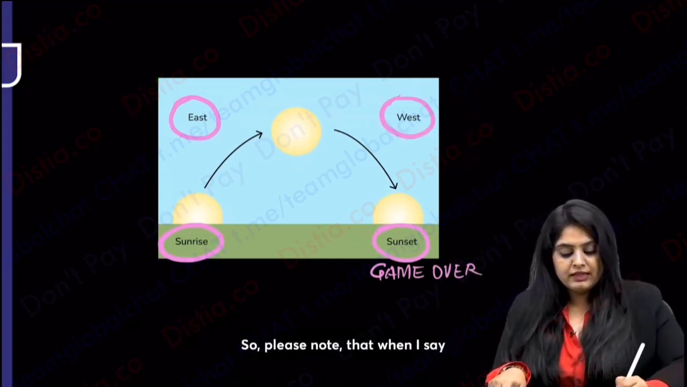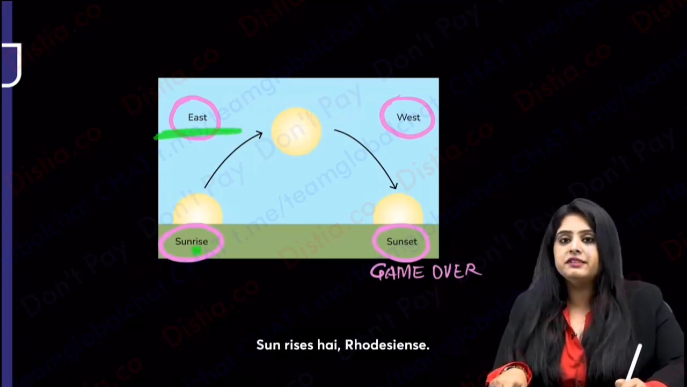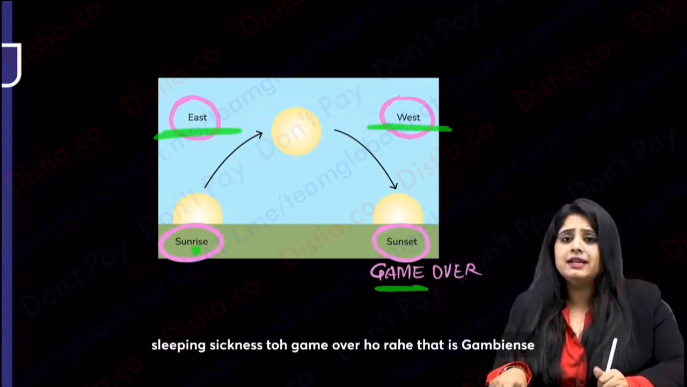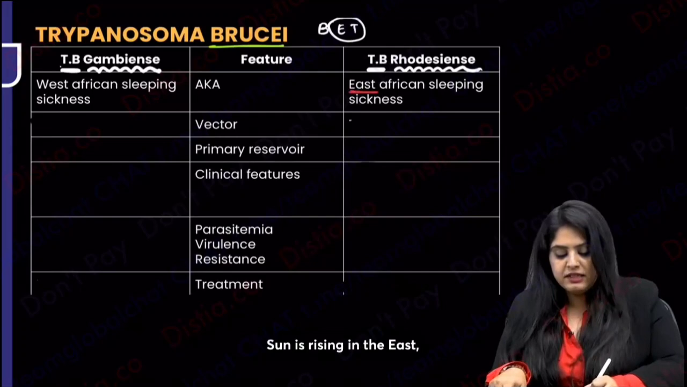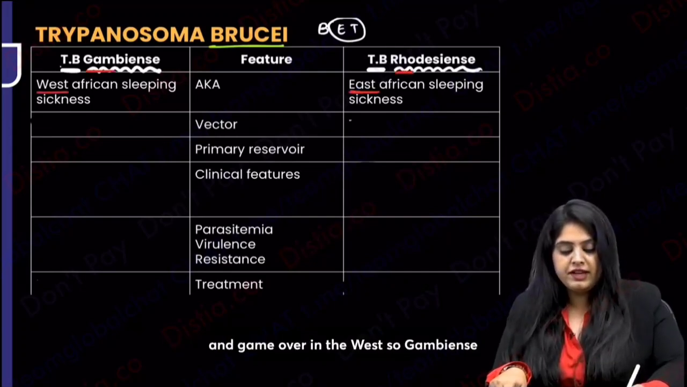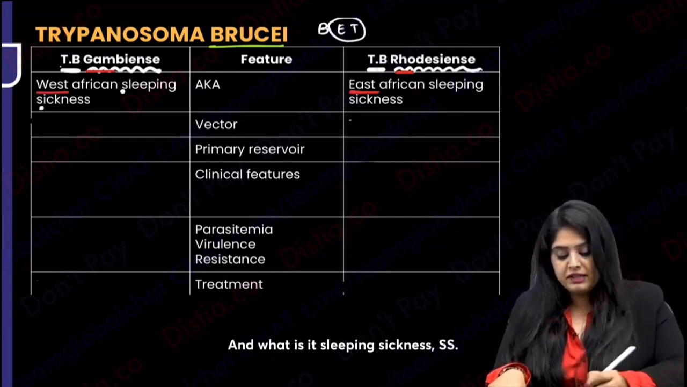So please note that when I say East African sleeping sickness, to sun rise ho raha hai, Rhodesiense. Whereas when I say West African sleeping sickness, to game over ho raha hai, that is Gambiense, and your mnemonic is done. Repeating, sun is rising in the east, to Rhodesiense in the East African ones, and game over in the west, so Gambiense is going to cause West African. And what is it? Sleeping sickness, SS.